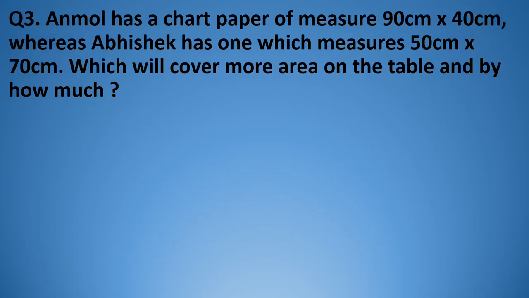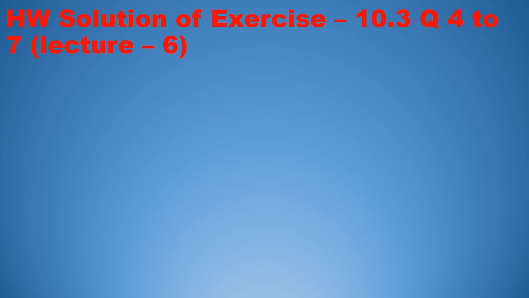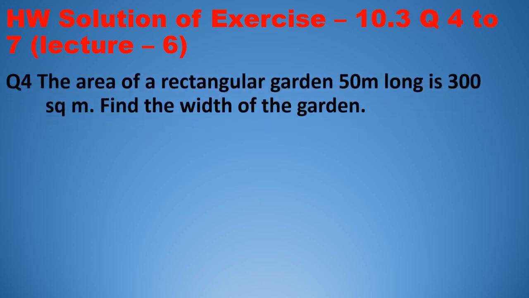Now it's time for the homework solution of exercise 10.3. Questions 4 to 7 I have given in the homework. Question number 4. The area of a rectangular garden 50 meter long is 300 square meter. Find the width of the garden.